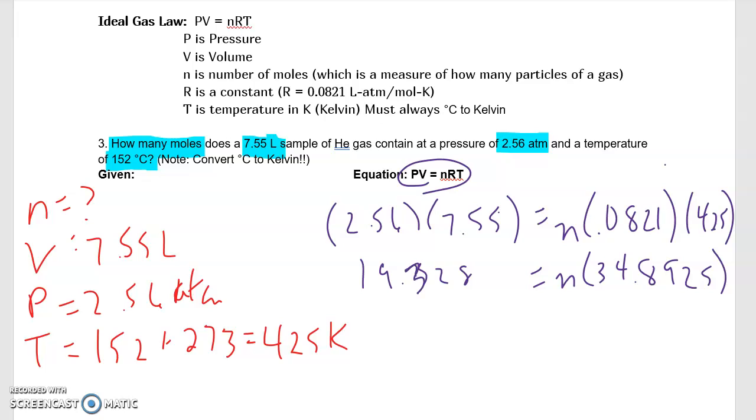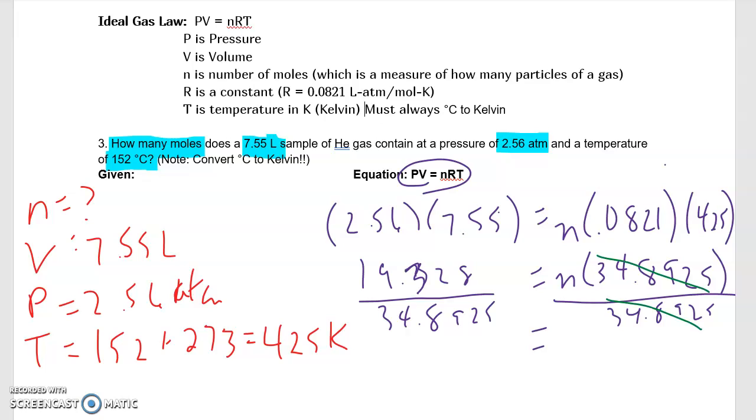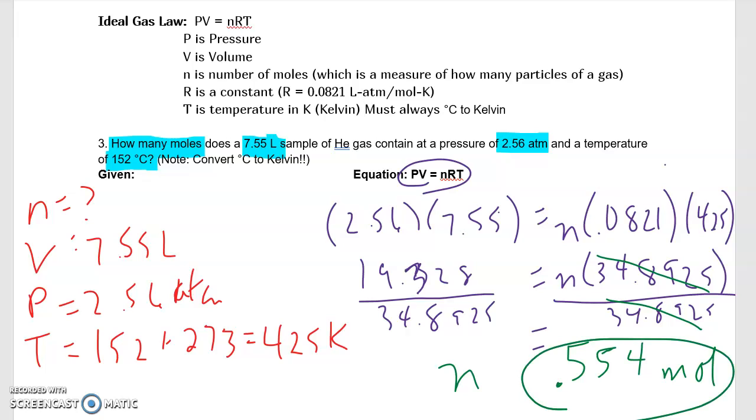Okay. So now I divide both sides by whatever is within, which is the 34.8925, and divide this side by 34.8925. And I'm going to end up with these two numbers divided by each other cancel out, and then this one is going to get N is equal to 0.5539, which I'm going to round to 0.554. 3 sig figs, because that's how many are in the problem. So 0.554 moles, that's the answer.